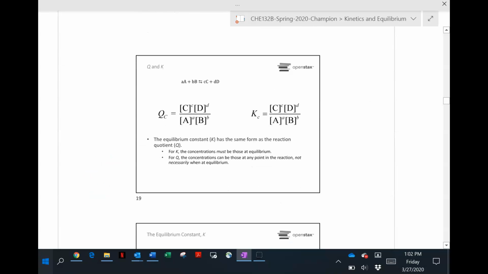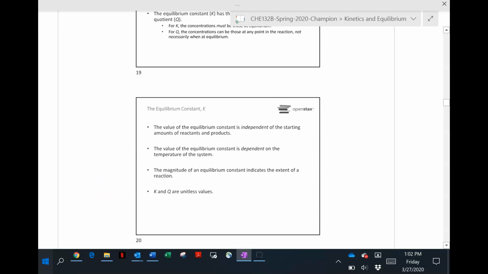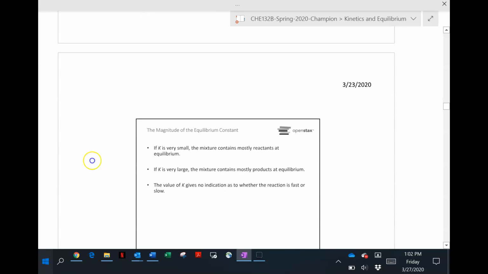So the deal is Q can be calculated at any set of values, and K is only true at equilibrium. And sometimes as a shortcut taking notes, you'll just write the equilibrium sign for the word equilibrium. Okay.